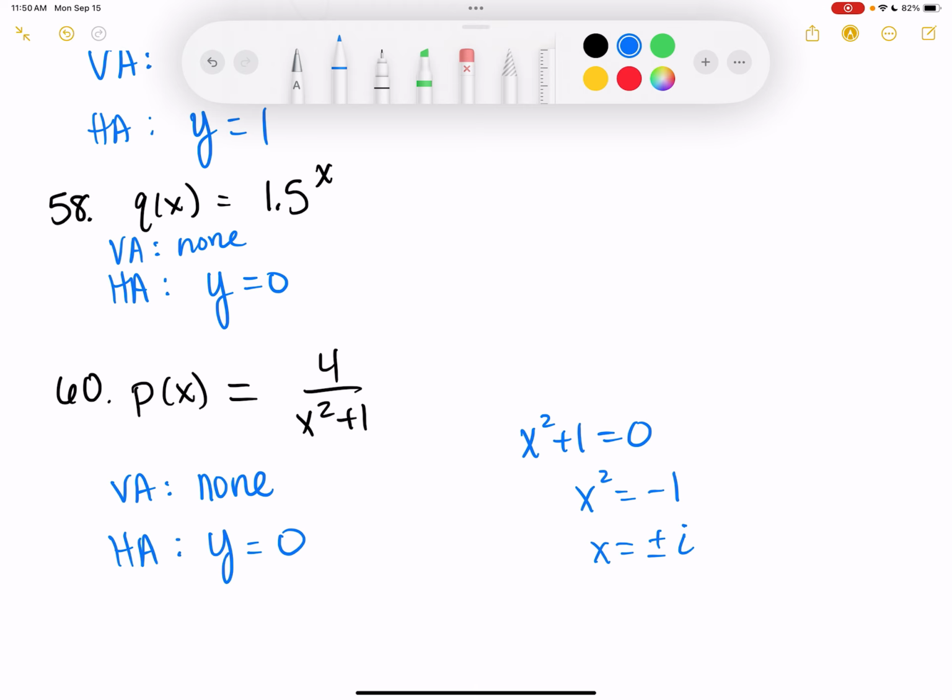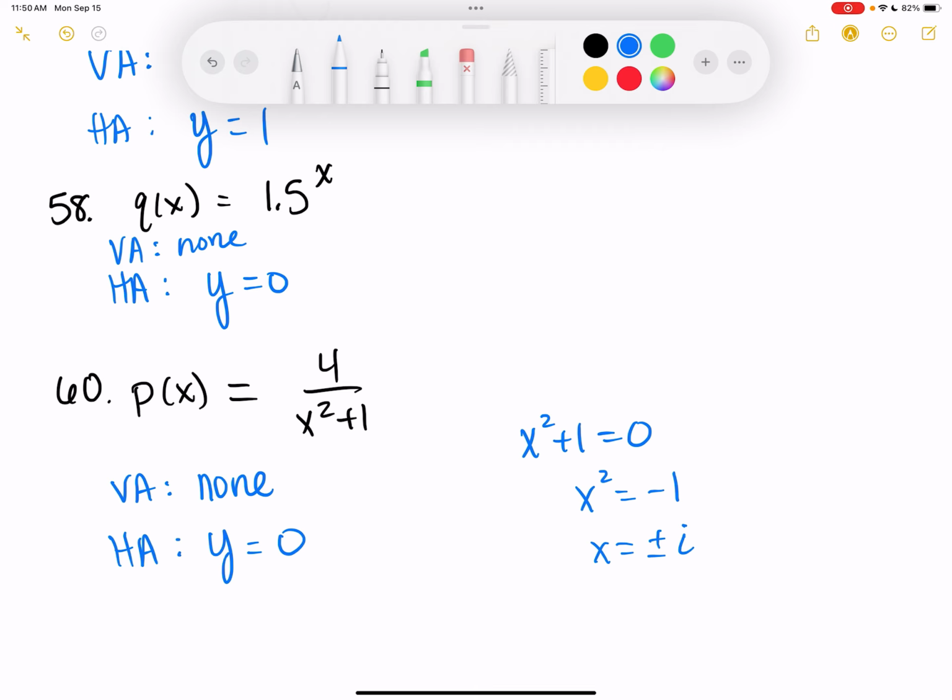If there's no vertical asymptote because there's an i, does that mean that number 58 has an i in there too? No, 58's totally different because it's not a fraction. Typically, we only have vertical asymptotes when a function is a fraction, or if it's a trig function. We also have vertical asymptotes. There's trig this year too. Lots of it.